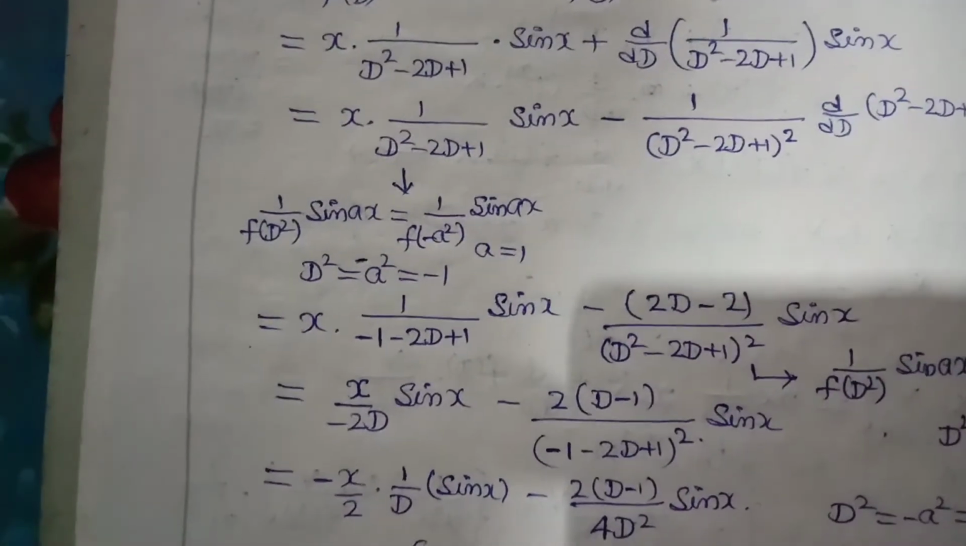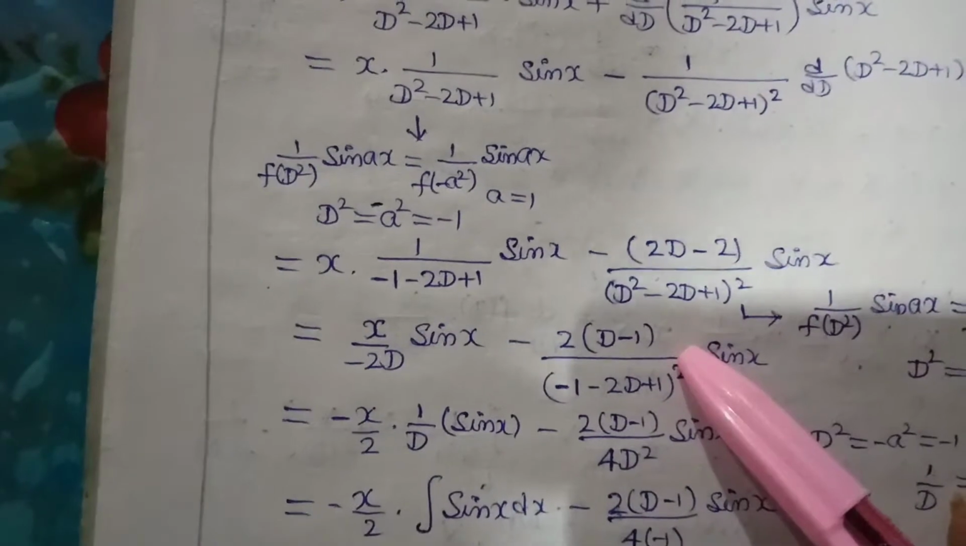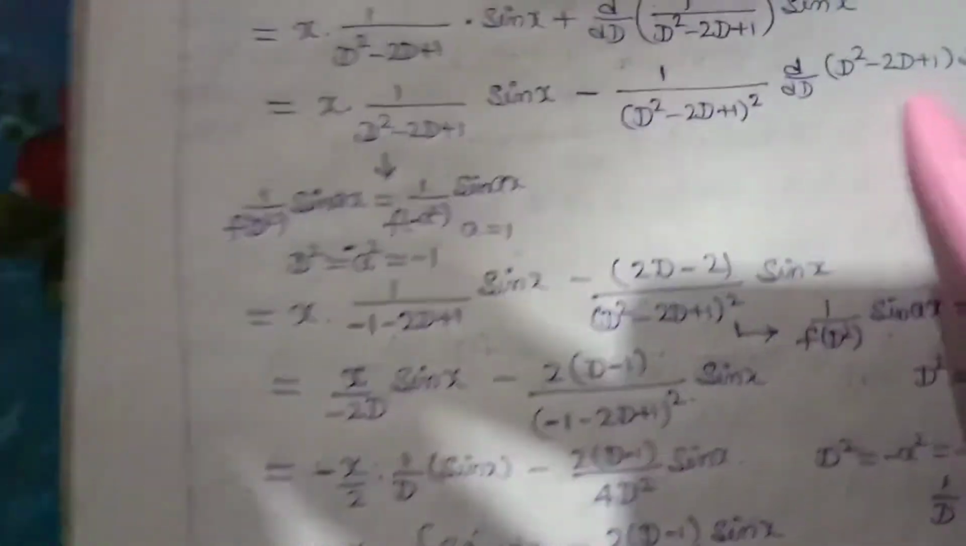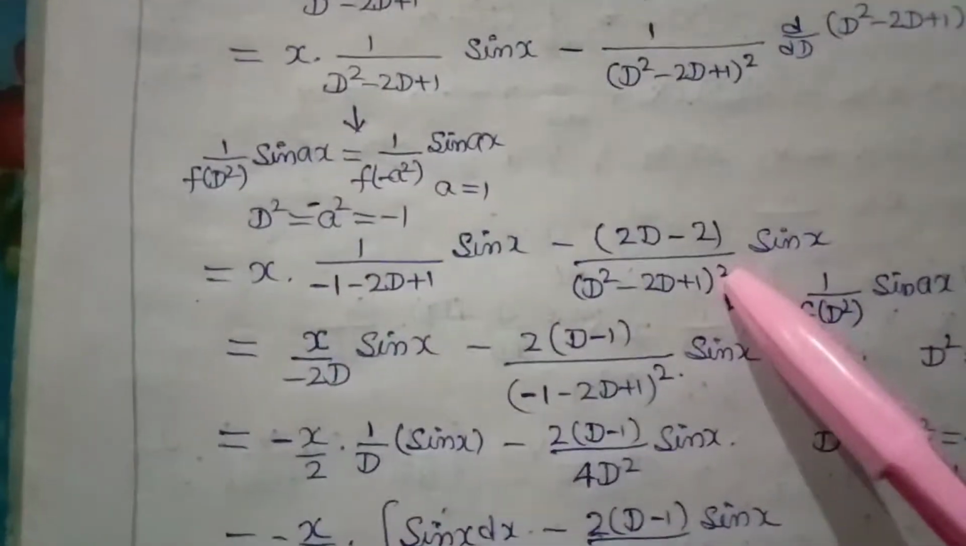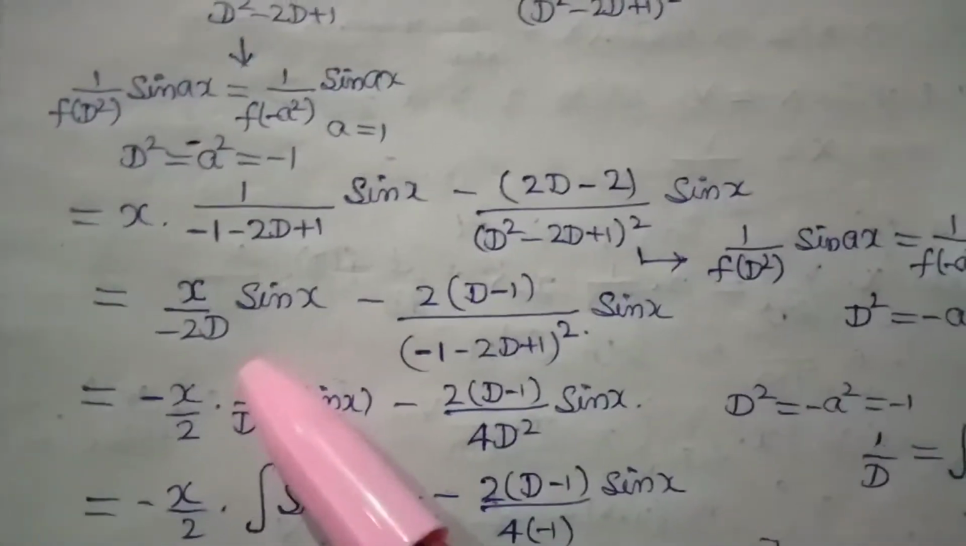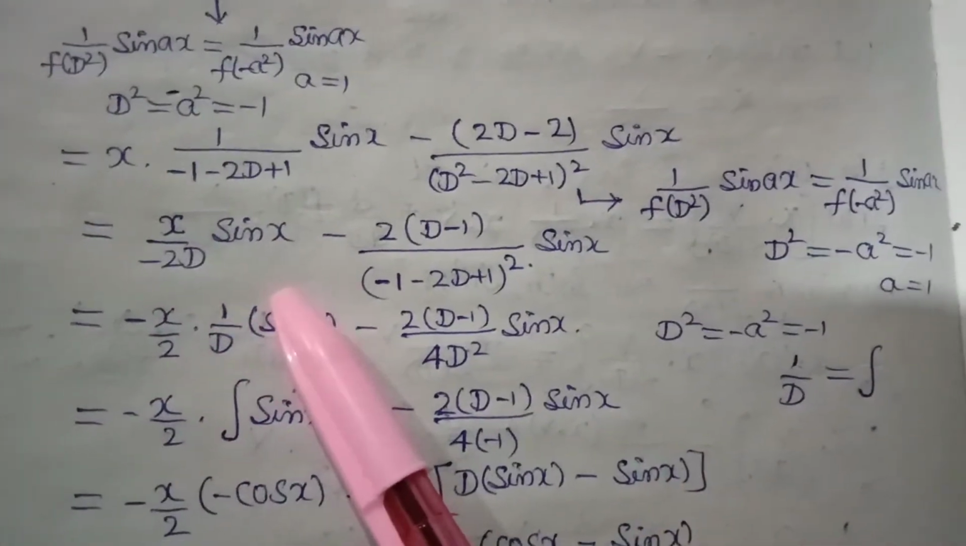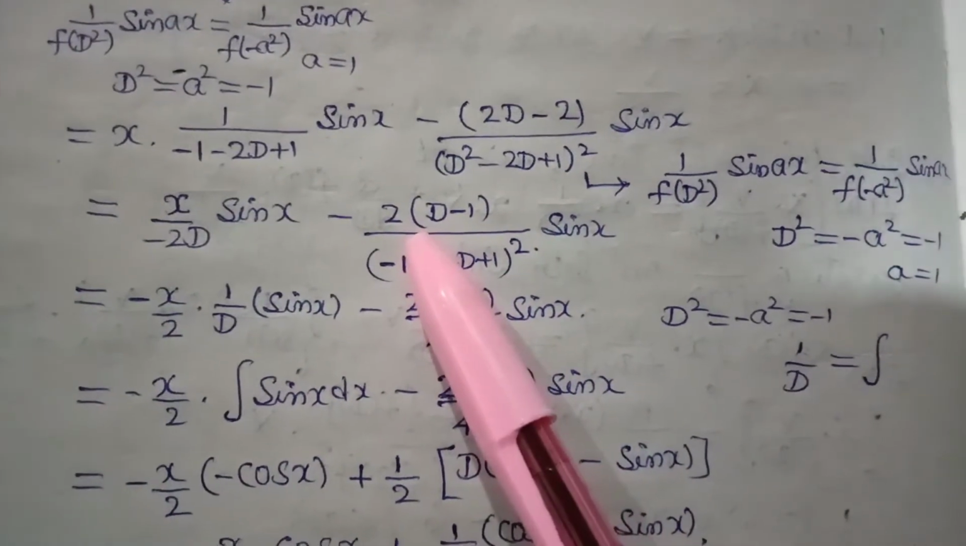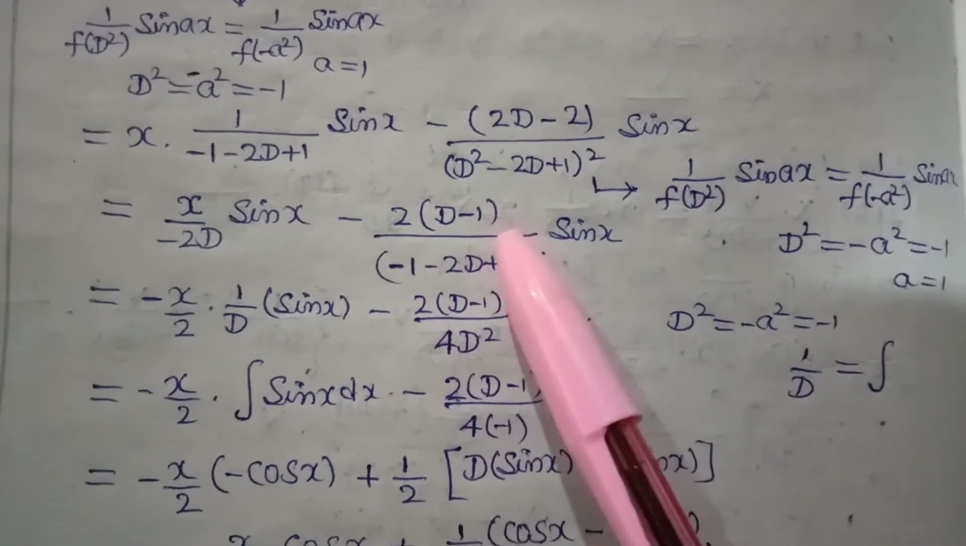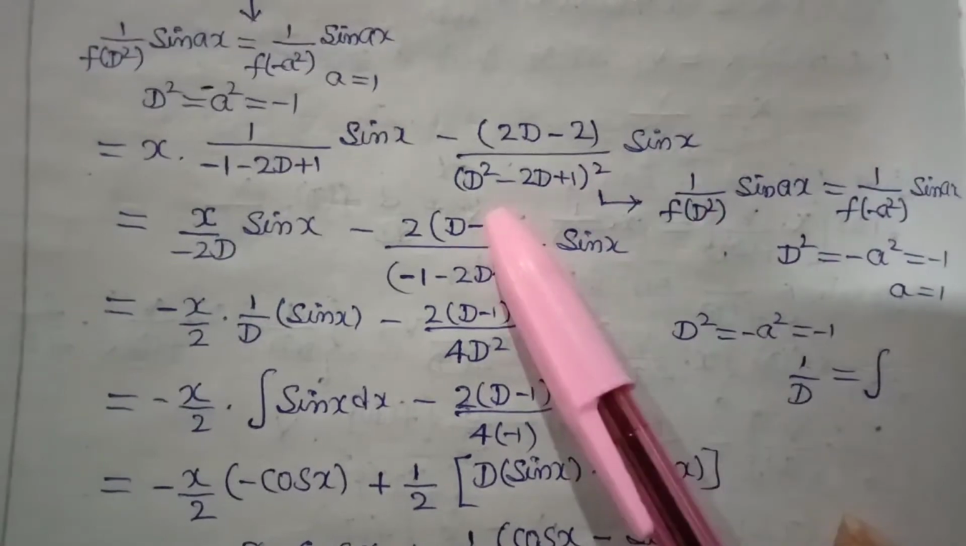So the first step we will do it, and in the second step the differential of D square minus 2D plus 1 is 2D minus 2. Now the first step here reduces to plus 1 and minus 1 gets cancelled. We get x by minus 2D into sin x. And in the second step we take 2 common, so it is 2 into D minus 1. The denominator we have D square.